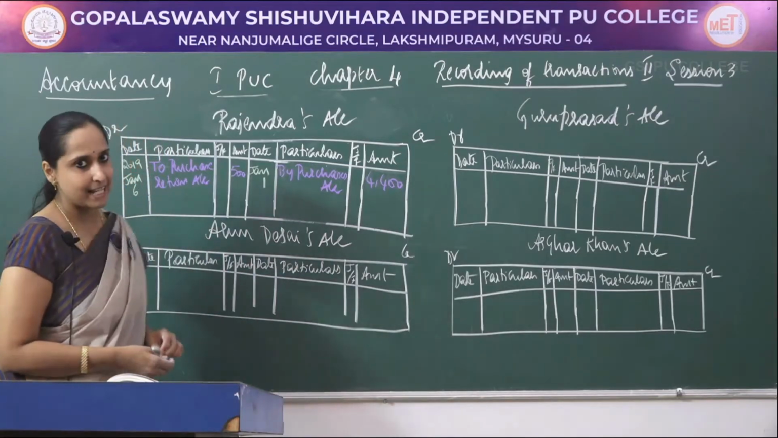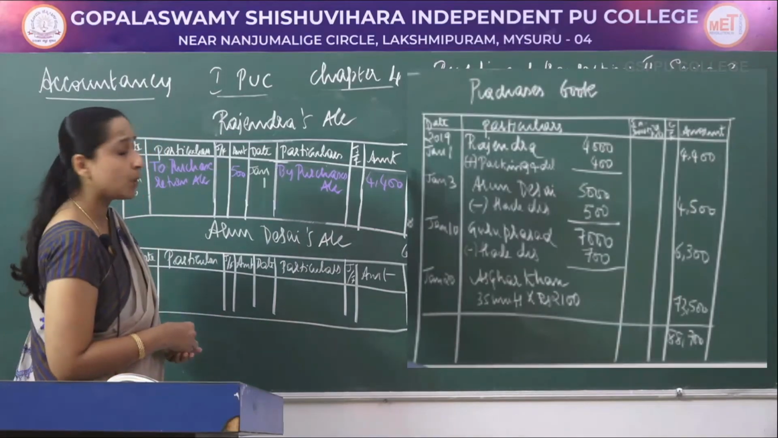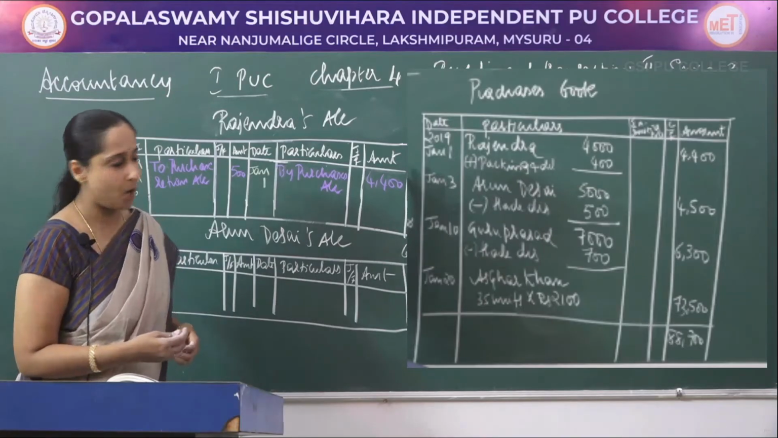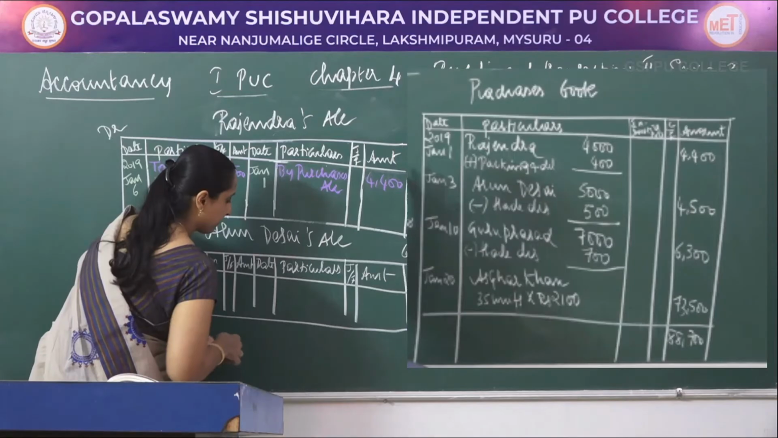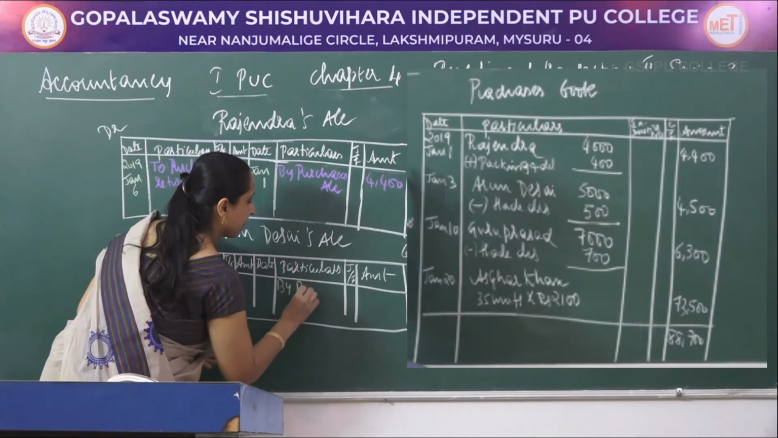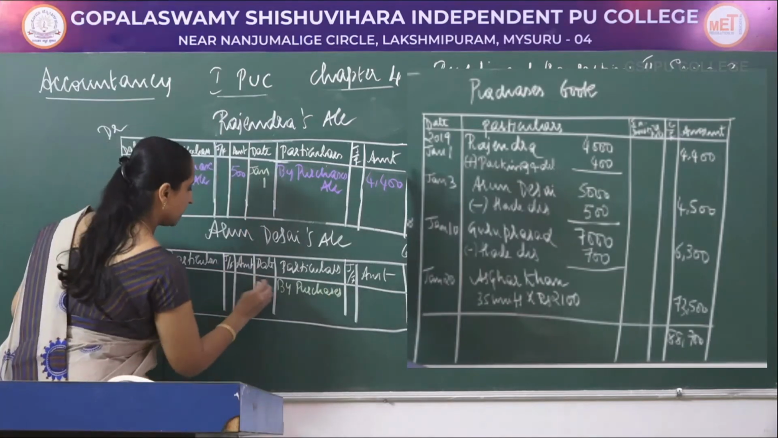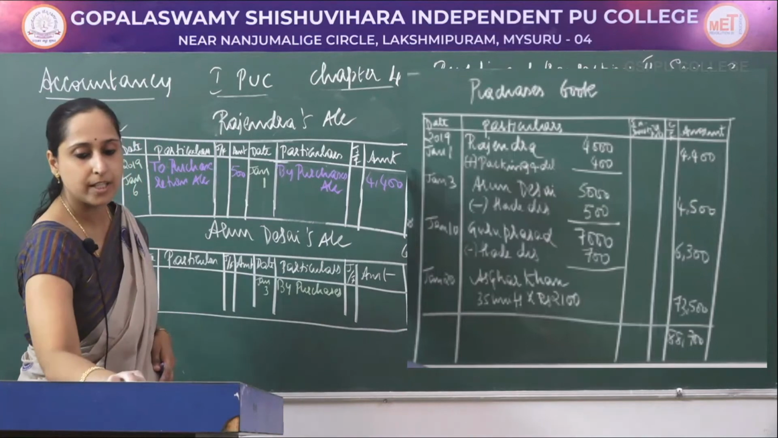Next is Arun Desai's account. So, we had purchased goods from Arun Desai. So, what would be the journal entry? Purchases account debit to Arun Desai's account. In Arun Desai's account, I should write by purchases. By purchases, what is the date? January 3rd. So, how much is the amount?